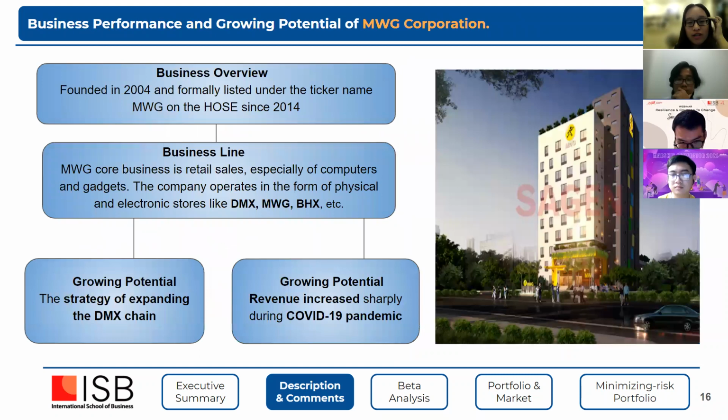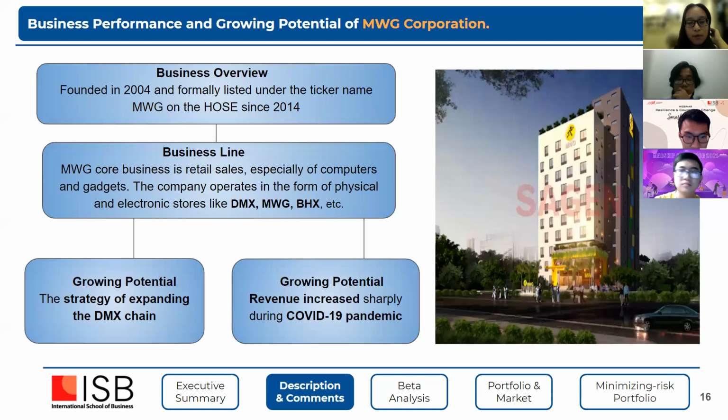Mobile World Investment Corporation is a market leader nationally in retail sales and has currently expanded into the regional market, with retail chains Điện Máy Xanh, Thế Giới Di Động, and Bách Hóa Xanh. The company was founded in 2004 and entered the stock exchange HOSE in 2014.